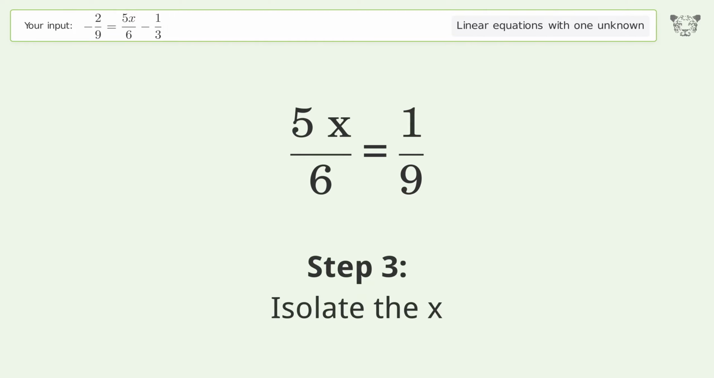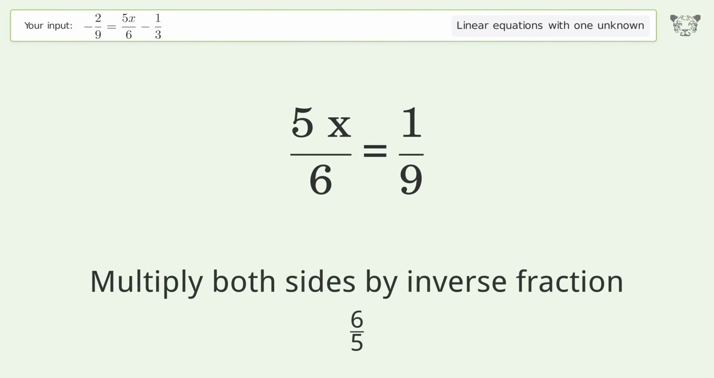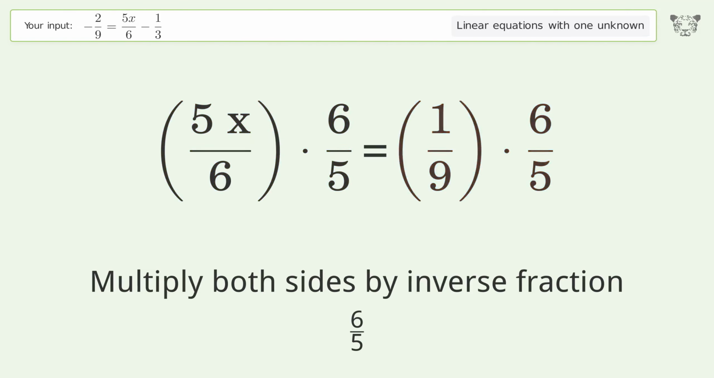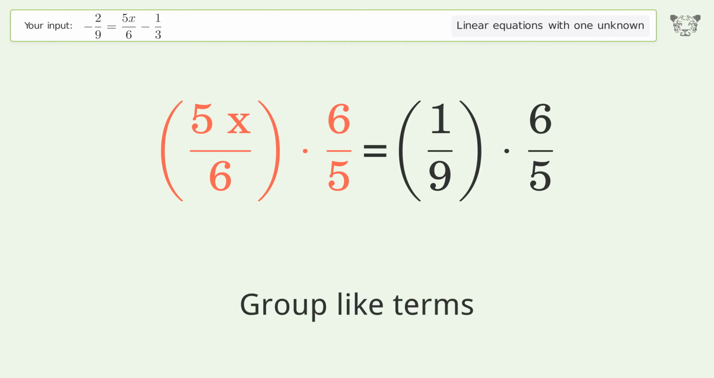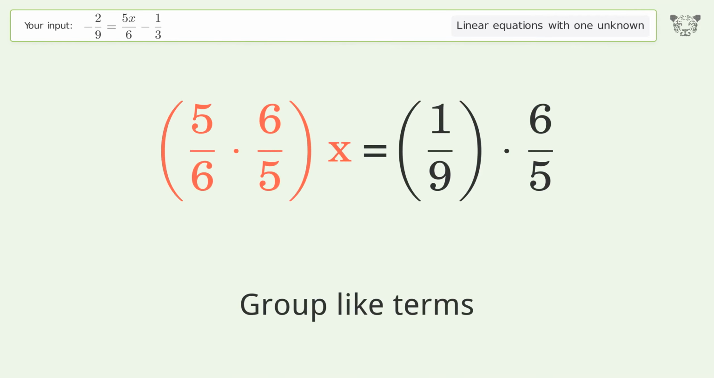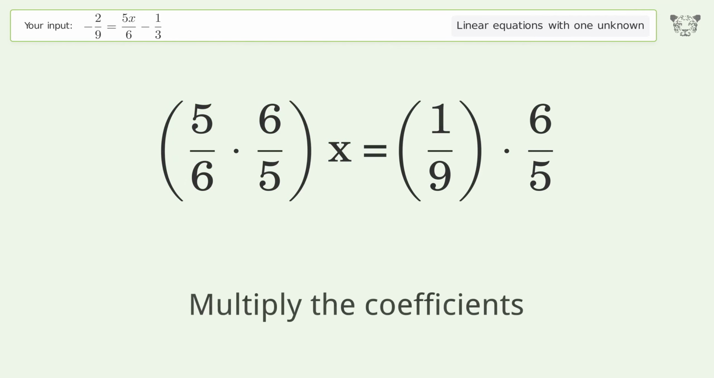Isolate the x. Multiply both sides by inverse fraction 6 over 5. Group like terms. Multiply the coefficients.